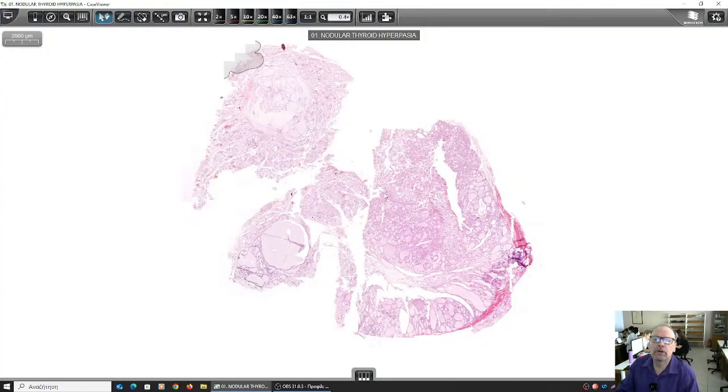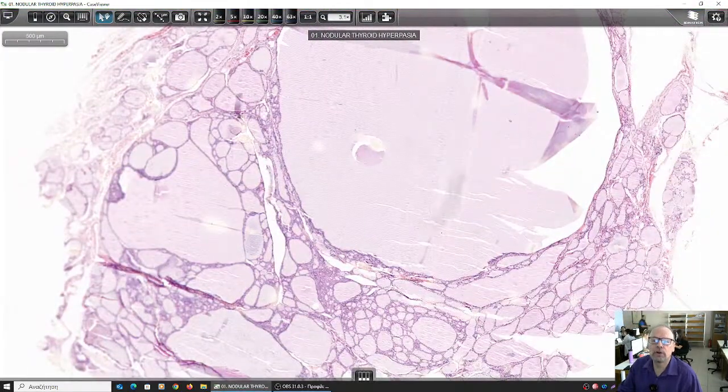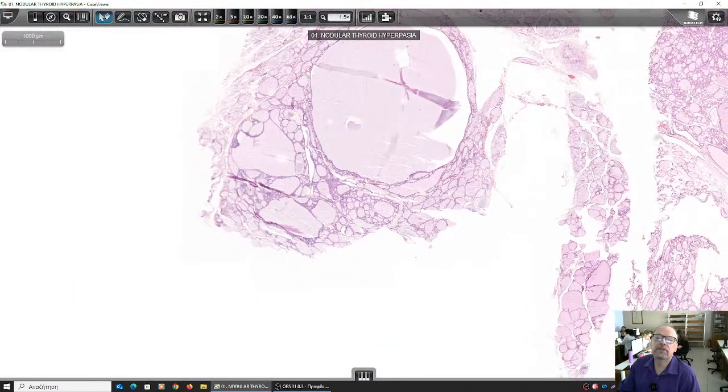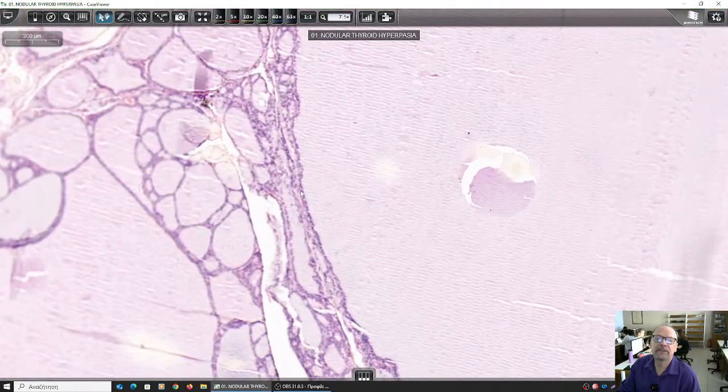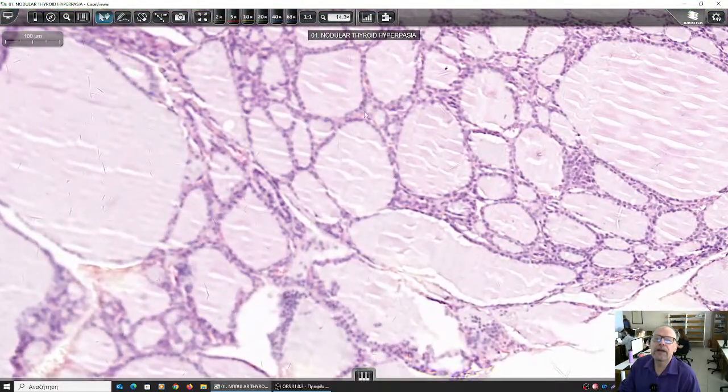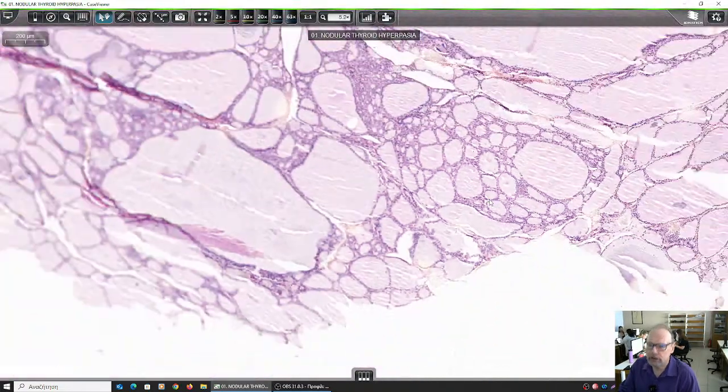nodules. So where are the nodules? We define the nodules by their contour. And we have this configuration. This is a nodule. This is a nodule. This is a nodule. And in this nodule, we see that the follicles are of different sizes. This is a cystically dilated one, where the follicular epithelial lining is flattened. And these are smaller follicles where we can easily see the lining of the epithelial follicular cells.